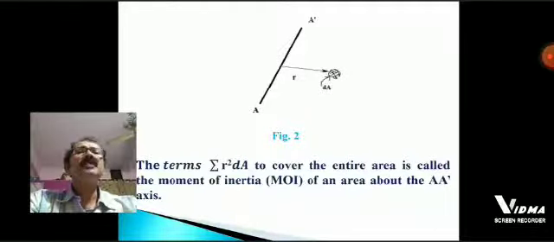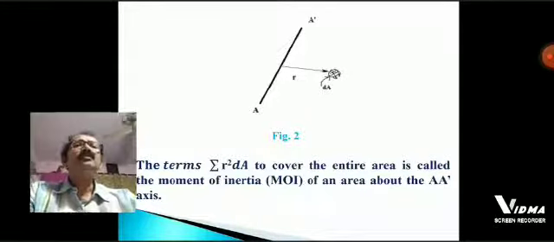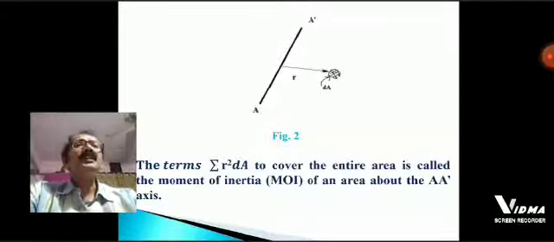Now this is a small area dA at a distance r from the reference axis A dash. The term summation r square dA, covering the entire area, is called the moment of inertia of an area about the A dash axis.